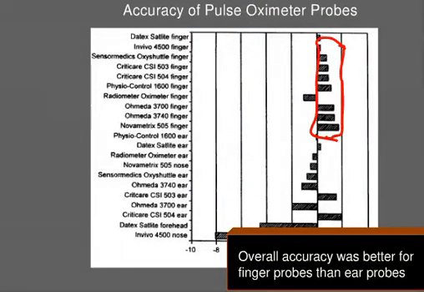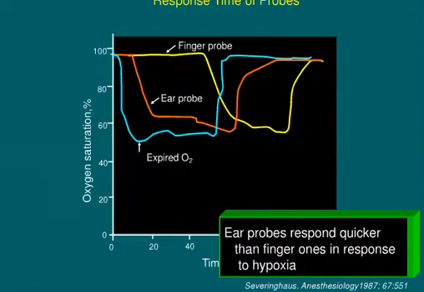Another thing that can affect the accuracy is the probes. This is a study in which they evaluated about 20 different oximeters with 20 different probes. What they found was that the overall accuracy was better for the finger probes than the ear probes. Response time is also different. This is a classic study done by John Severinghaus, in which he induced hypoxia in healthy subjects and observed how the different probes responded. You can see that the ear probes responded a lot quicker than the finger probes in response to the hypoxia.